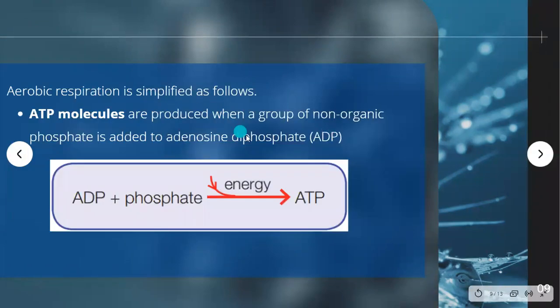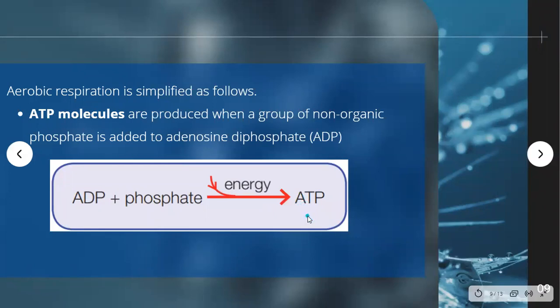For aerobic respiration, we have an equation to simplify it. ATP molecules are produced when a group of inorganic phosphate is added to adenosine diphosphate. In word form it is quite complicated, so you might look at it in equation form. ADP, the adenosine diphosphate, di means two, two phosphates. So ADP plus another phosphate, 2P plus 1P equals 3P, so they form ATP. Now we have formed the ATP.